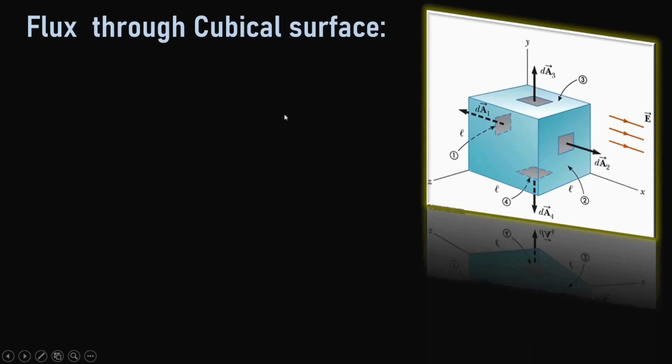Flux through a cubical surface. Now this is generally being asked where we have a cube placed in a three-dimensional space with x-axis, y-axis and z-axis. But in this figure, again we have to see the direction of electric field, which is along the positive x-axis. This direction is fixed.